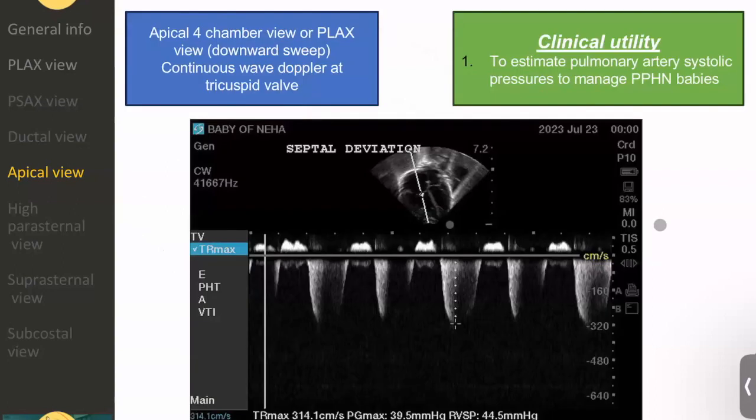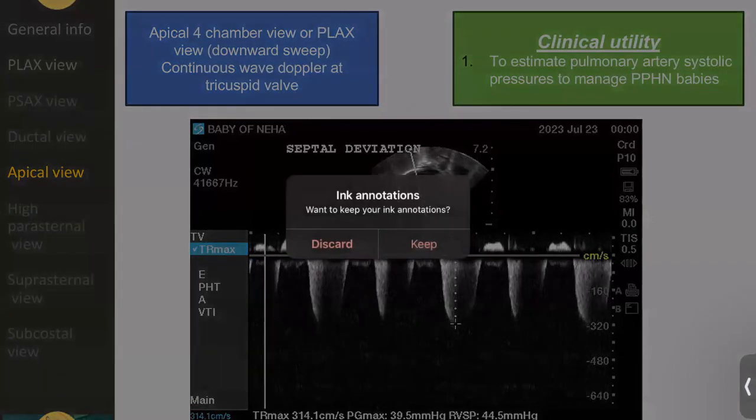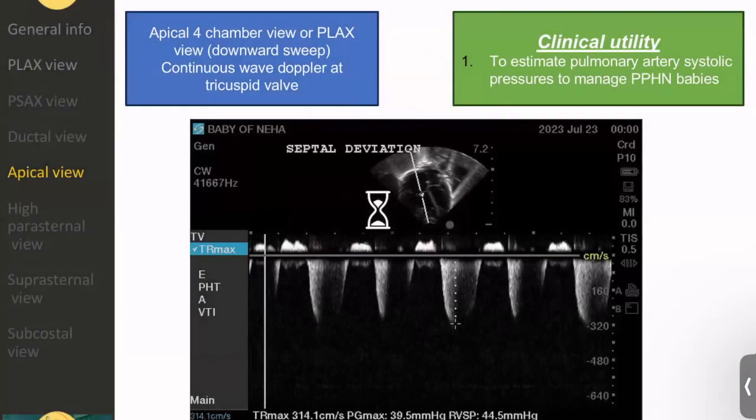Okay, so coming to the next, in apical view. Sorry, if you have a baby who is in hypoxemic respiratory failure and in whom you are suspecting pulmonary hypertension, what do we want to see? We want to see how much the pulmonary pressures are.